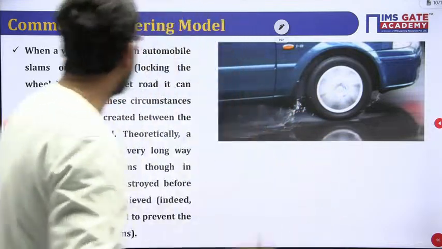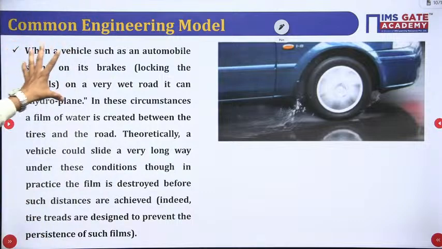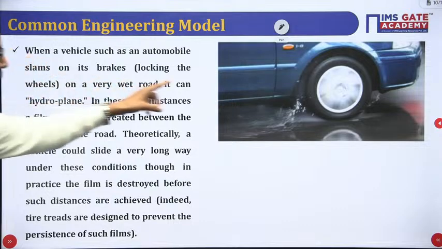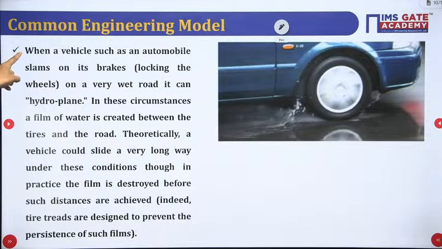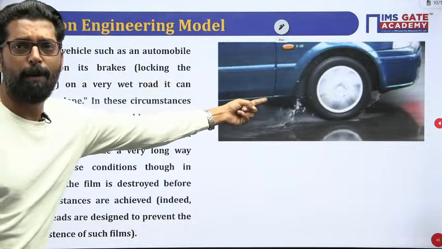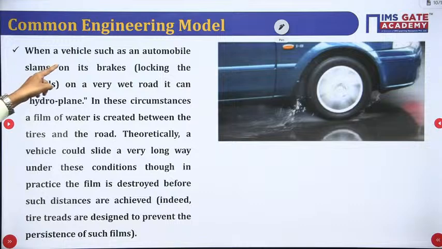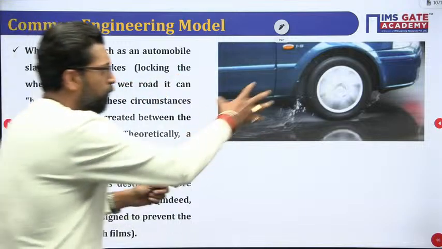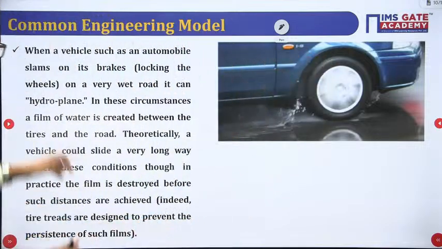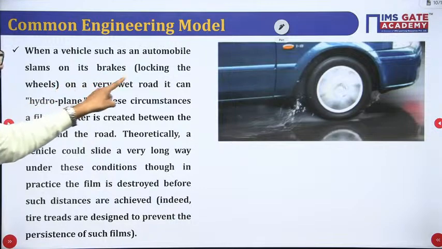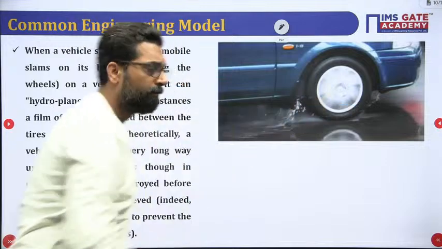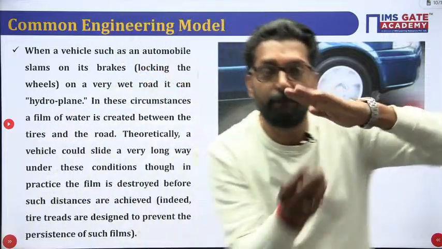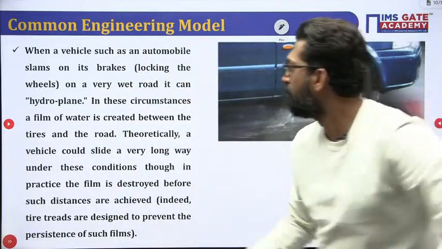I will read this model. What is the model? ABS, correct. When a vehicle such as an automobile slams on its brakes, locking the wheels, on a very wet road, that means on the road there is a fluid, it can hydroplane. That means there is a plane of fluid.